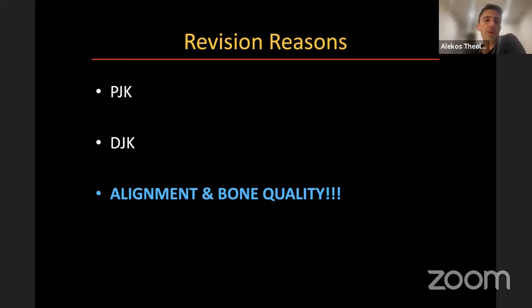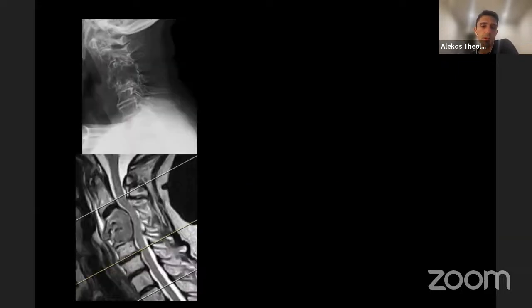So moving from primary reasons to more revision operations or revision reasons, PJK and DJK, we talked about. I think this is where alignment and getting alignment correct, as well as optimization of bone quality, is absolutely necessary. I think a lot of reasons these mechanical complications happen are for these two reasons: poor alignment and poor bone quality.